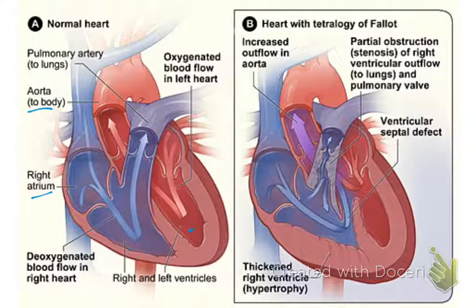So that is oxygenated blood that flows into your left heart, which comes from your lungs, okay, which is here. And then the deoxygenated blood comes from the whole body into the right atrium and to the right ventricle.